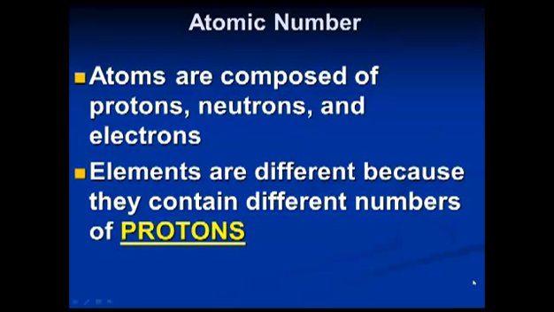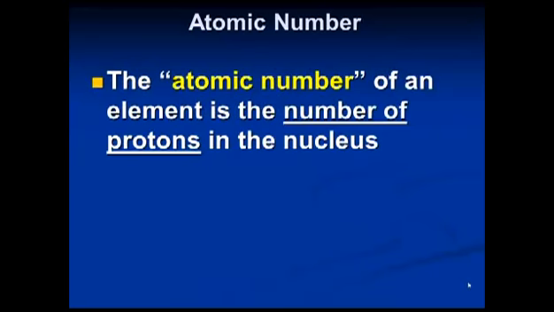One element is different from another because of the number of protons. Different elements can have the same number of neutrons, they can even have the same number of electrons. But it's the protons that make one element different from another. And that's a question I like to ask on exams: what makes one element different from another, or how do you differentiate between elements?